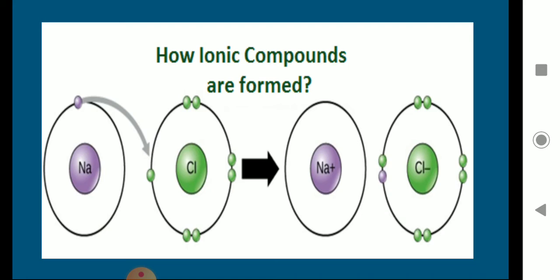Compounds means the atoms of different elements, or the same elements, are combined together. When they combine or react chemically with each other, they form a compound. Here we have taken an example of sodium and chlorine. Sodium is a metal and chlorine is a non-metal.